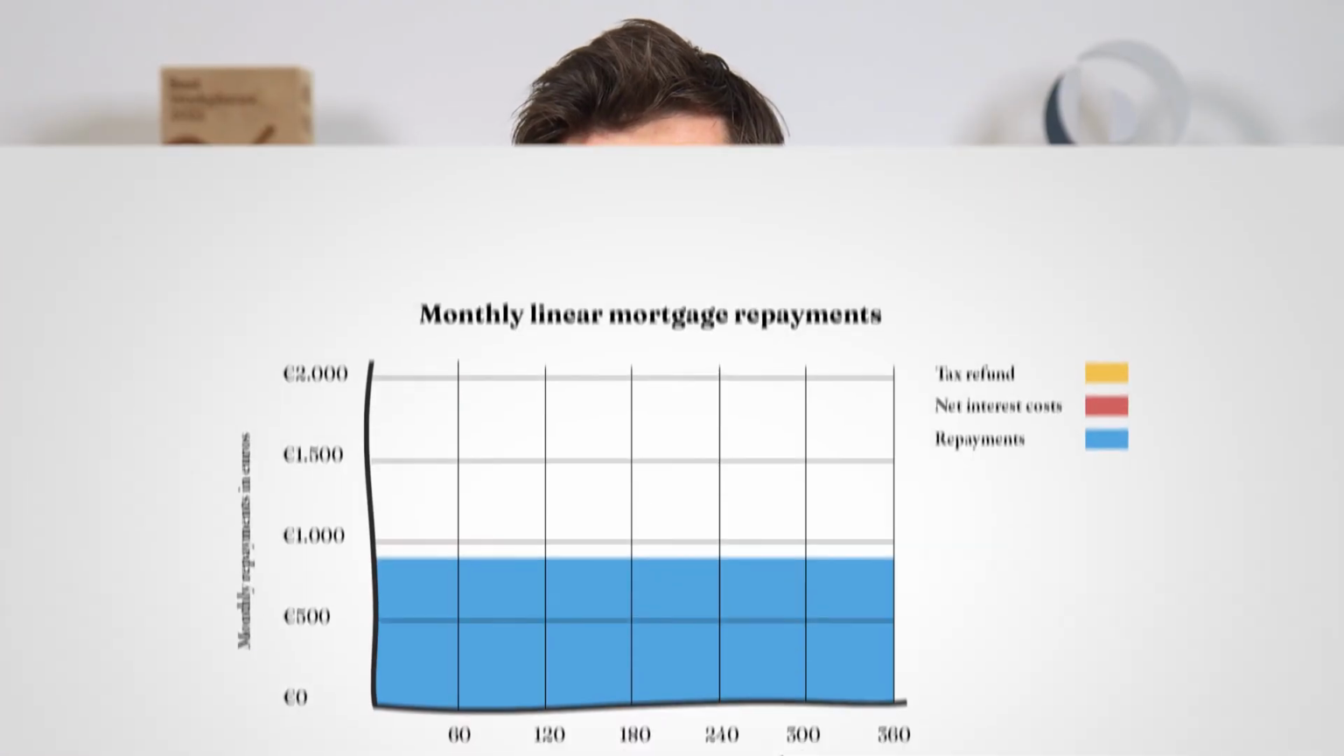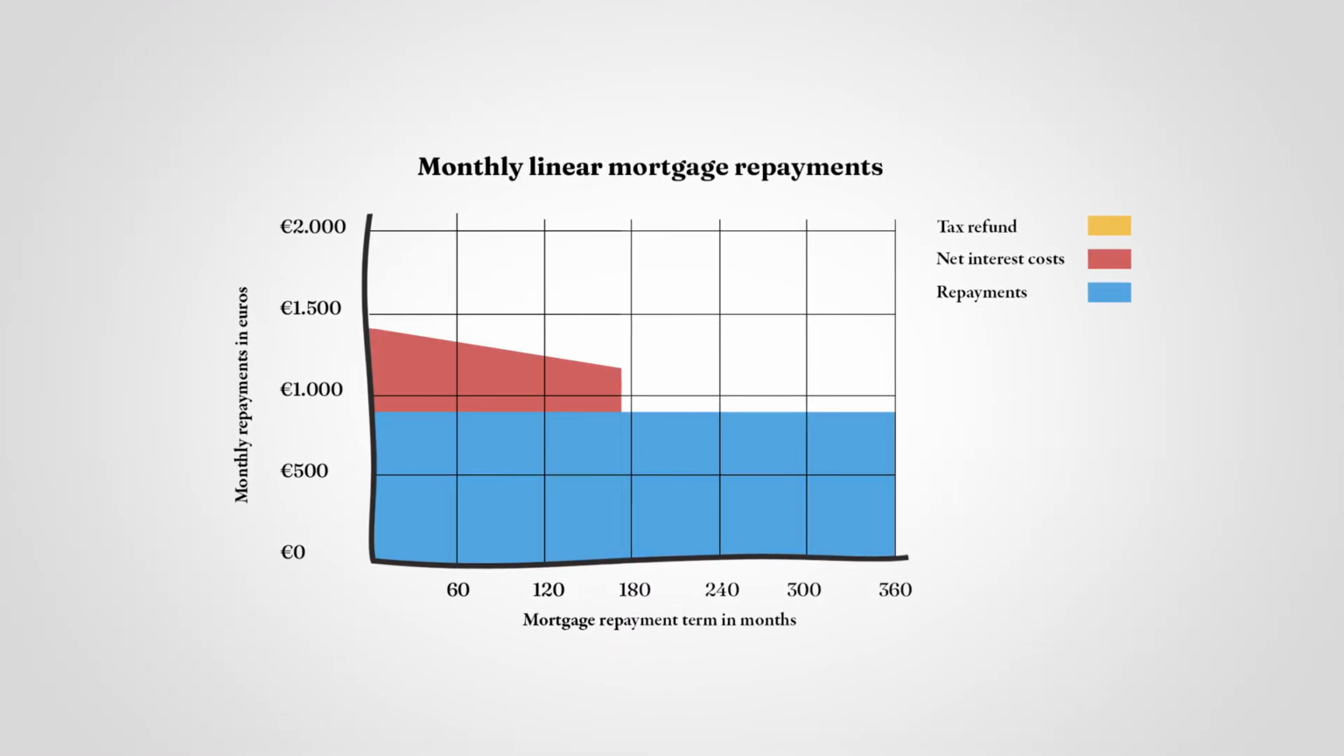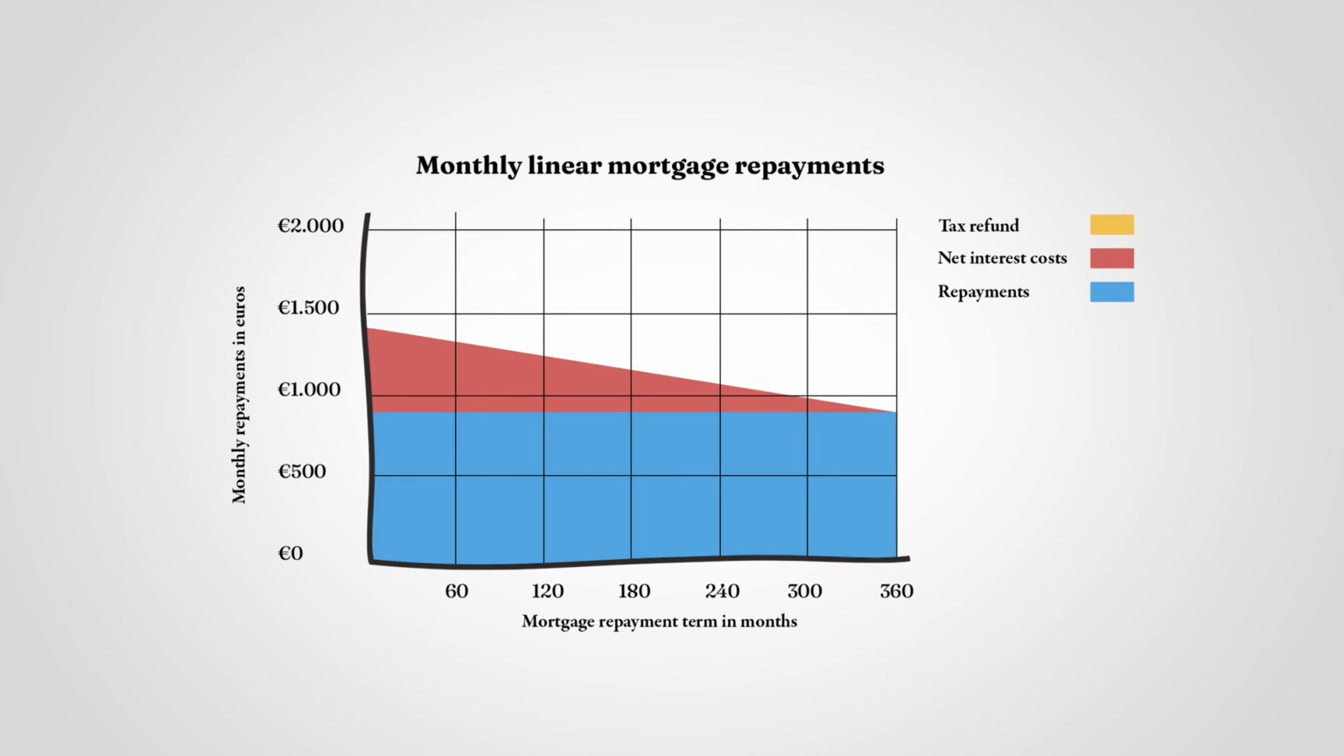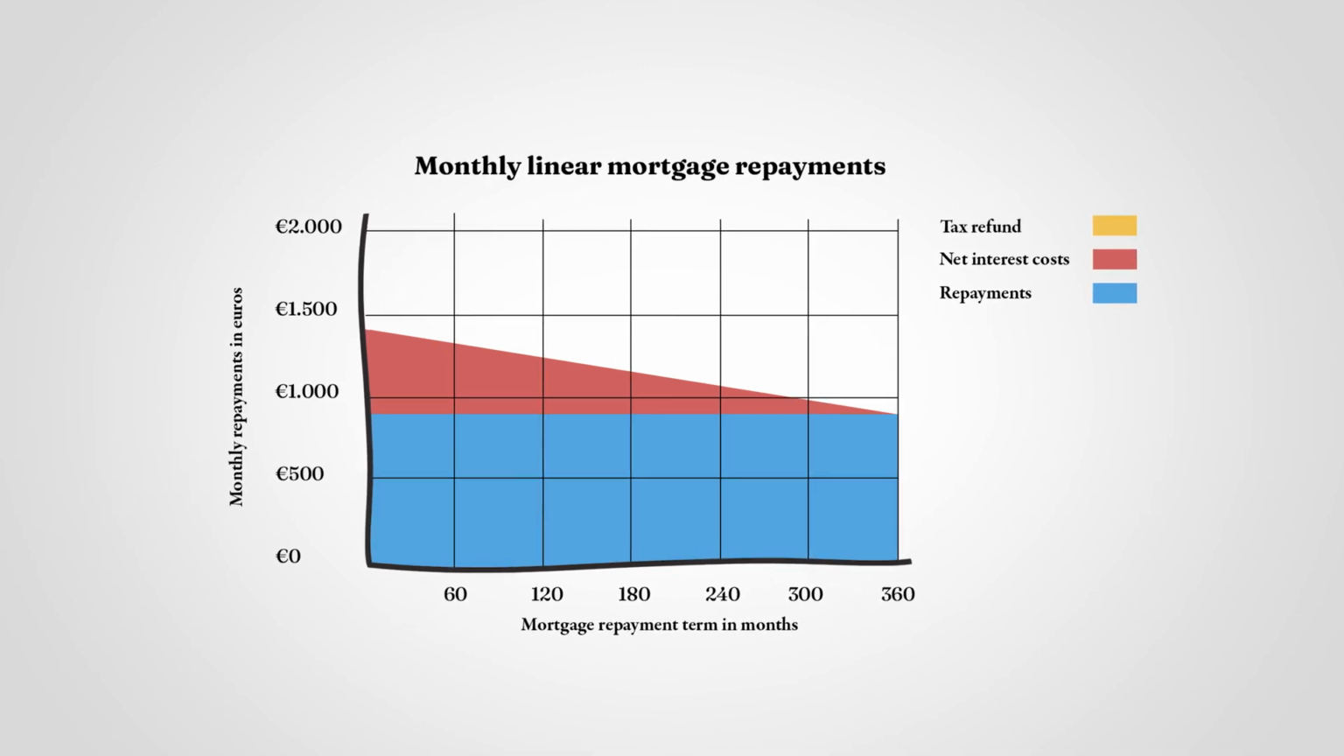On top of that, the interest that you pay decreases over time due to the fact that you're repaying your mortgage. So that means that over the course of the mortgage, you start paying less and less and your monthly installments become lower and lower.